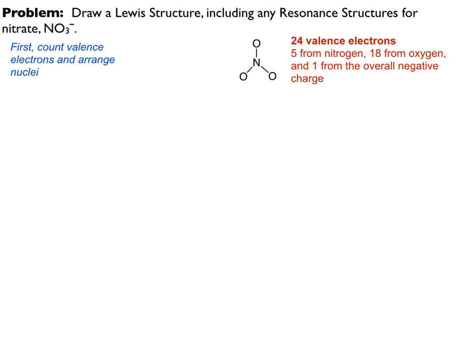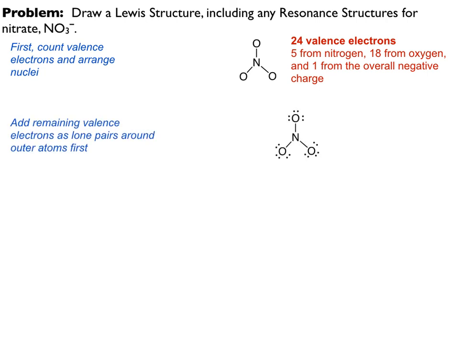Next, we're going to put our lone pairs of electrons around the terminal oxygens on the outside. We go ahead and do that, and we end up with this structure here. So now we've accounted for all 24 valence electrons. But when we look at that structure, we see that the central nitrogen does not have an octet of electrons around it. So we're going to have to form a double bond between an oxygen and the nitrogen. But again, this is the case where we ask which oxygen actually forms the double bond.